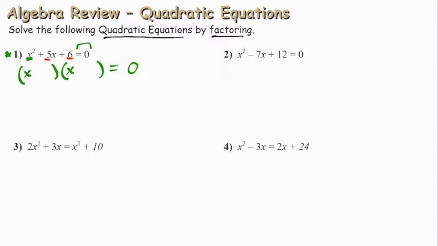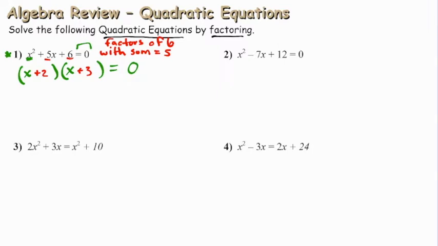And what we need are factors of c, or the constant, so factors of 6 that have a sum of b, or the linear coefficient. So factors of 6 that have a sum of 5. So two numbers that multiply to be 6 are plus 2 and plus 3. And when you add positive 2 and positive 3, you get 5. So those are our factors.